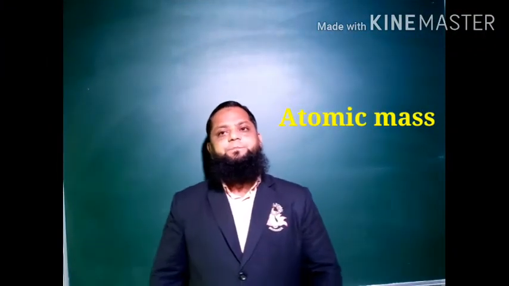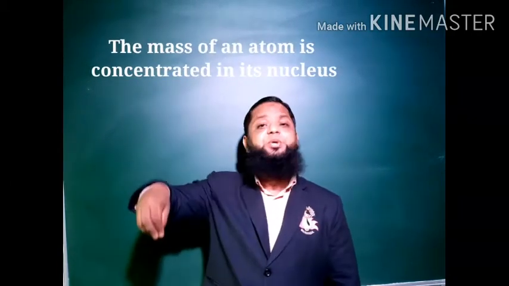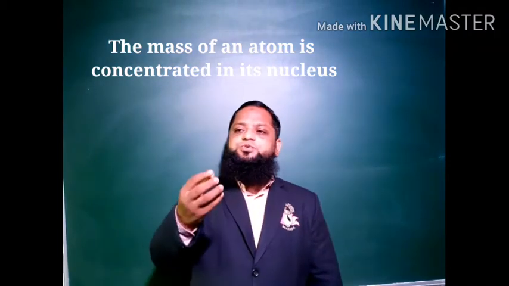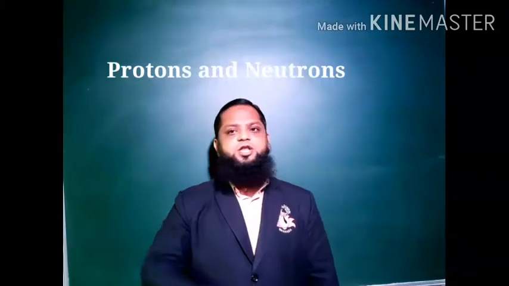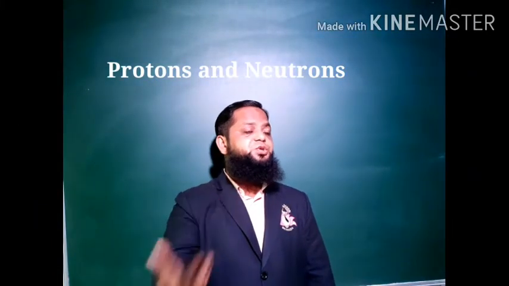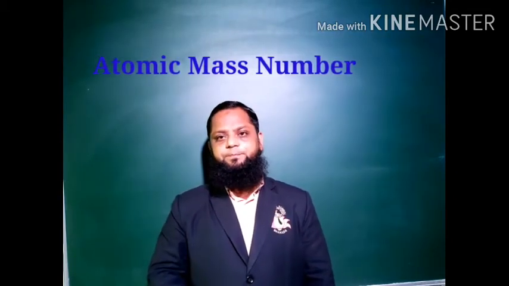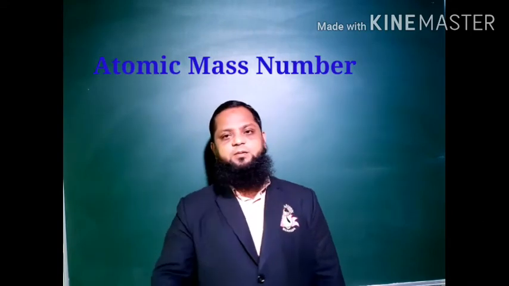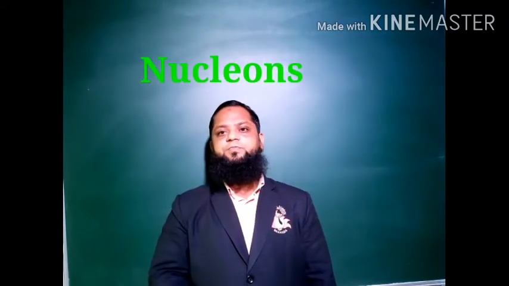Now let's begin with the atomic mass of an atom. The mass of an atom is concentrated in its nucleus. It is due to the presence of protons and neutrons. The number of protons and the number of neutrons inside the nucleus is said to be the atomic mass of an atom or atomic mass number. Protons and neutrons are together called the nucleons.